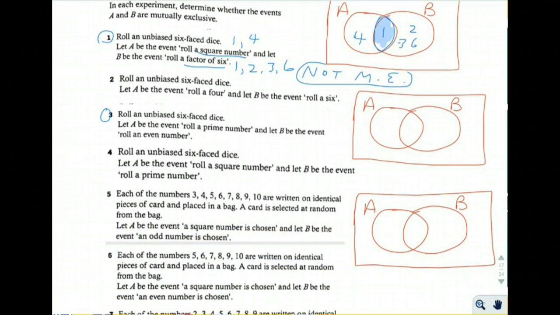Rolling a 6-sided dice. A would be the event roll a prime number, and B would be the event roll an even number. Prime numbers would be 1, 2, 3, 5, and then even numbers would be 2, 4, 6. So A would be 1, 2, 3, 5. B would be 2, 4, 6. Are any of those overlapping? Yes, 2. 2 overlaps. So that means they are not mutually exclusive.